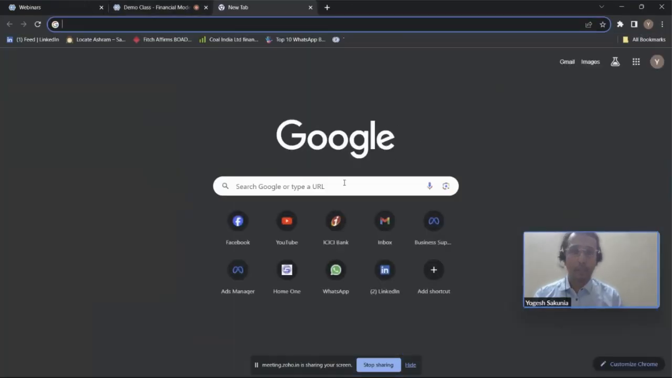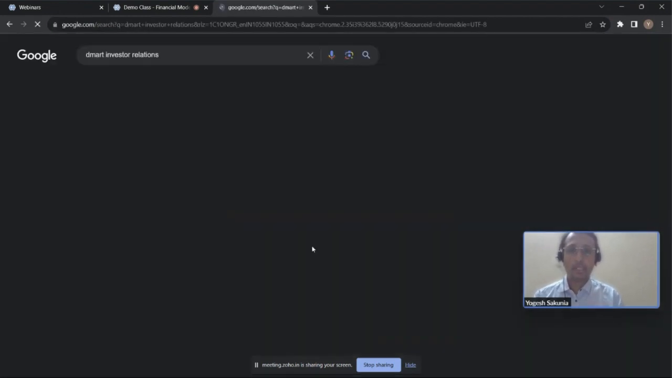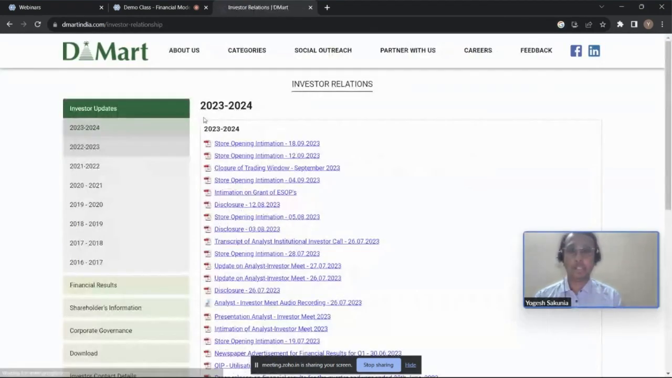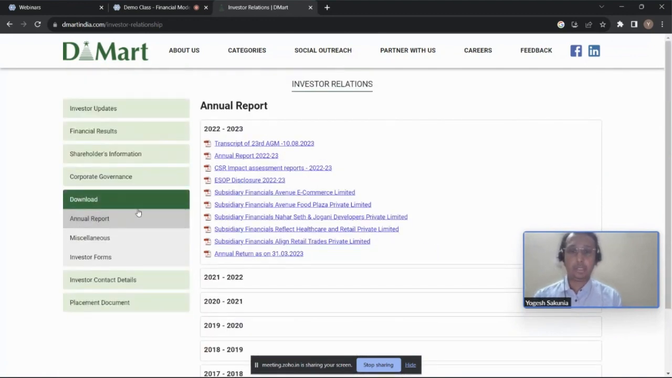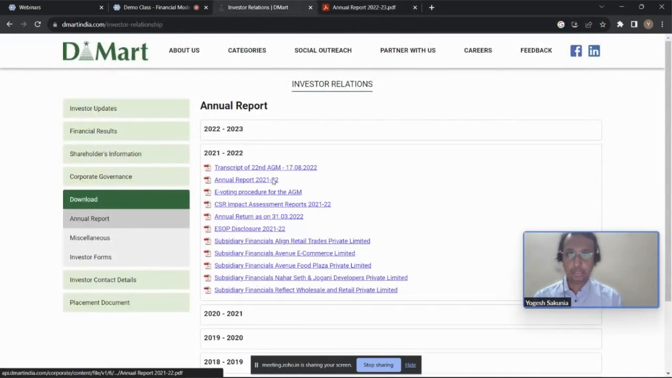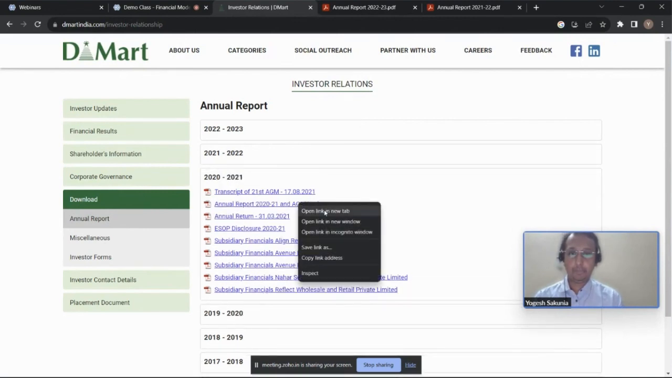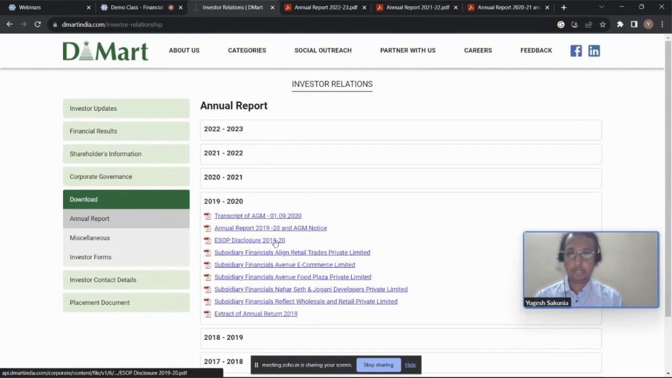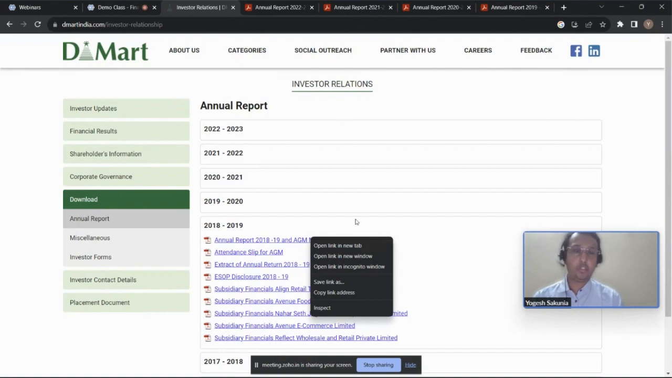Go to the DMart website and download the annual report. So we go to investor relation, DMart investor relation, and go to the download section. You have got the annual reports. Right, and quickly download all the annual reports. So this is the first one. This is number 2. Number 3. Number 4. And number 5. In fact, 4 will be good enough.